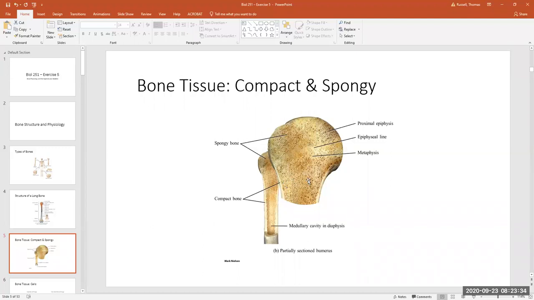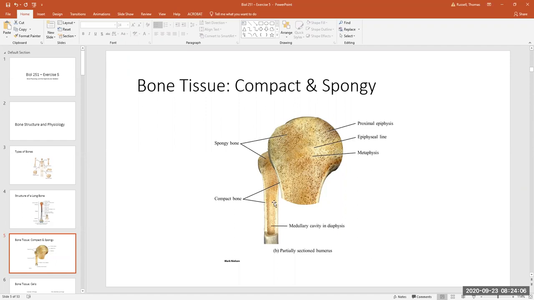I'm probably sure you heard of people with certain types of cancers that have to have a marrow transplant. You ever heard of that? Well, they're talking about red bone marrow. People that have certain types of blood cancers have to kill off their marrow and then have a donor marrow injected into the bone. So we'll talk more about that when we get to A&P 2, but nonetheless, wherever we have spongy bone is where we find red bone marrow.